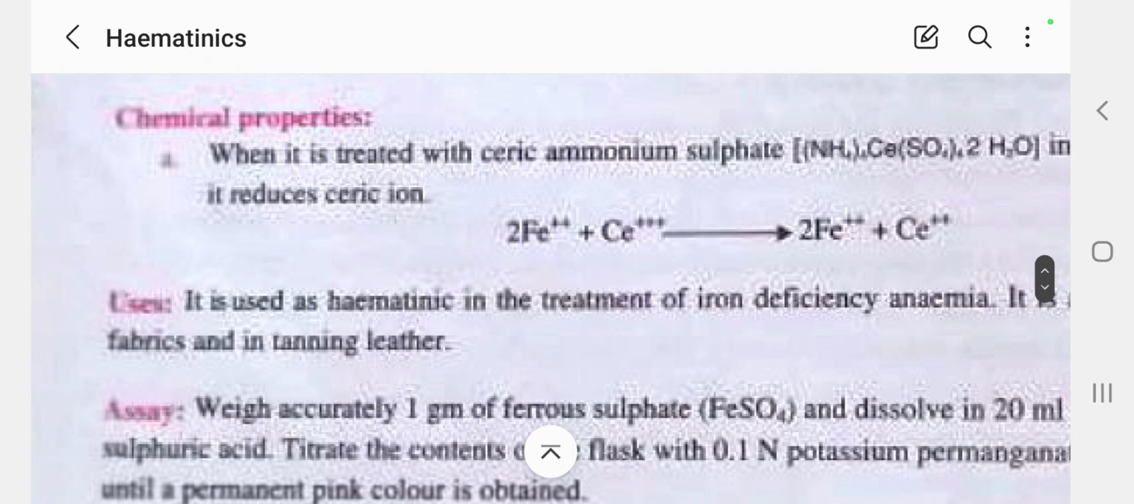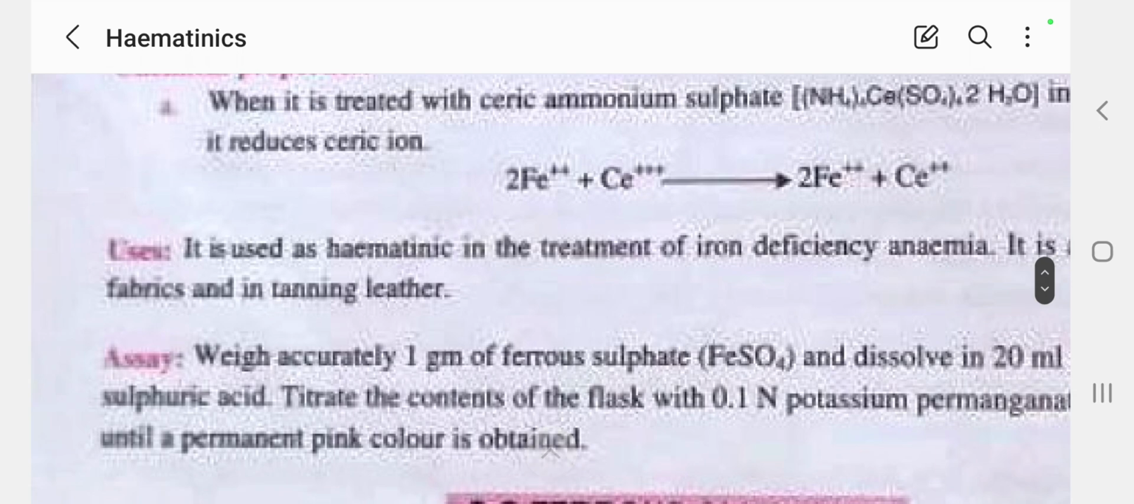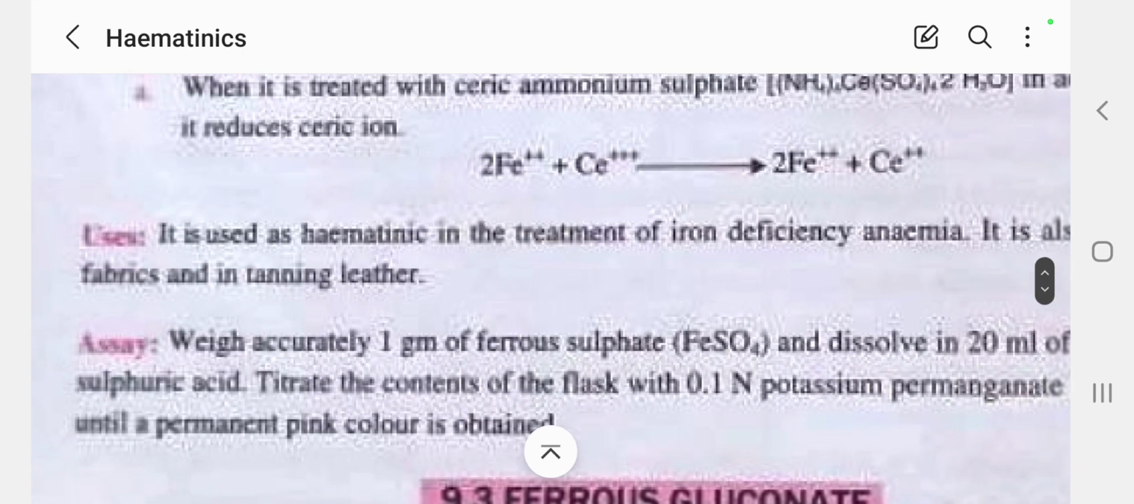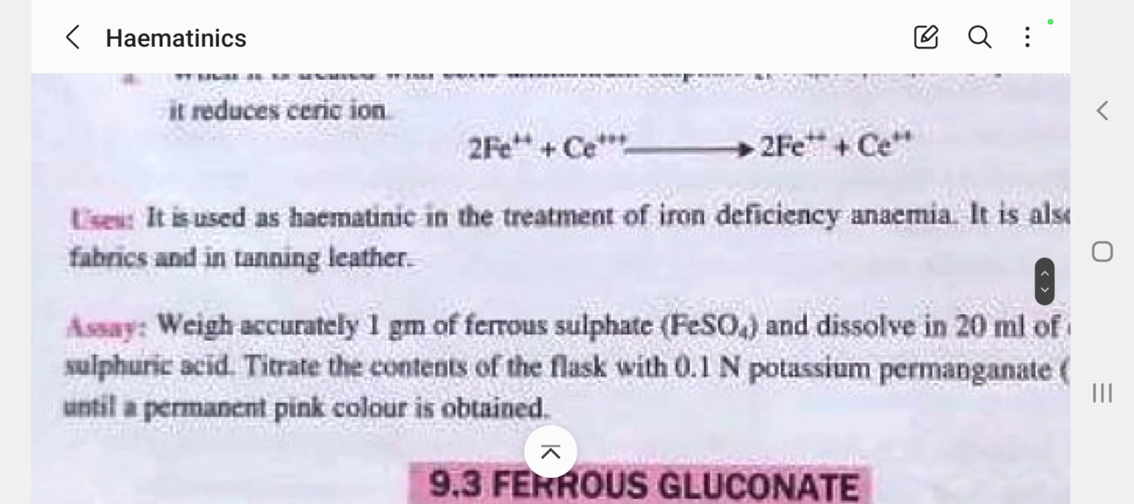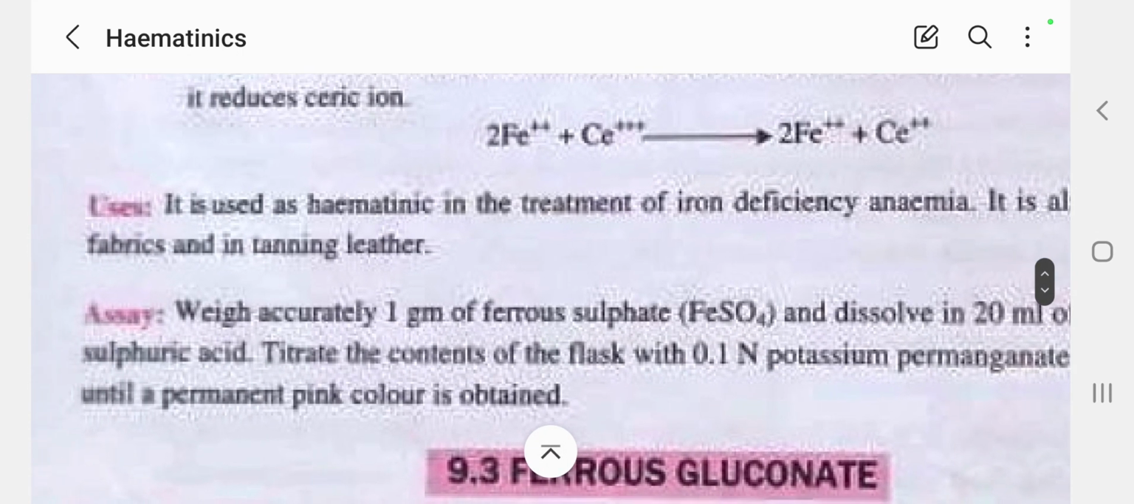Chemical property: when it is treated with ceric ammonium sulfate in acidic medium, it reduces ceric ammonium sulfate to the cerous form. That means Fe2+ plus ceric ammonium sulfate converts into cerous ion. It is used as a haematinic in the treatment of iron deficiency anemia. It is also used to dye fabrics and in tanning leather.